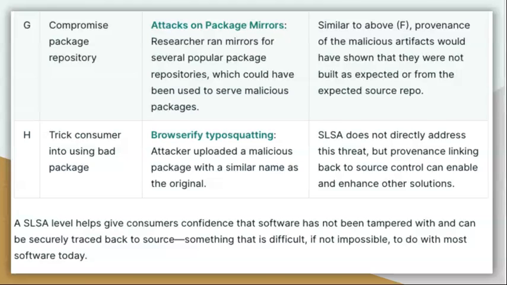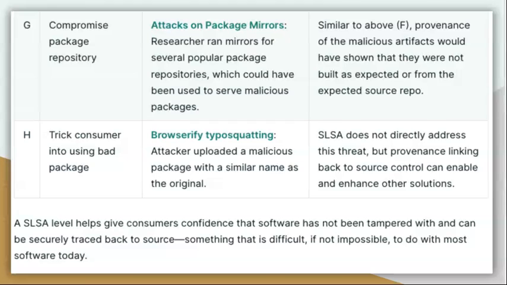Next is tricking consumers into using a bad package. This is the case of typosquatting. The attacker uploaded a malicious package with a similar name to the original one, just with a very small difference. Now SLSA does not directly address this kind of threat, but provenance linking back to the source control can enable and enhance the other solutions.